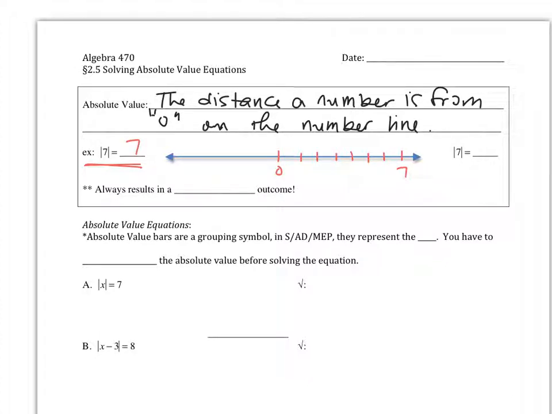Now, can anybody come up with another number that also has an absolute value that equals 7? Negative 7. So he says 1, 2, 3, 4, 5, 6, 7, that negative 7 is also 7 units away. So therefore, the absolute value of negative 7 would be 7. Okay, so understand that absolute value represents distance, and it always results in a positive outcome because distance is always positive.